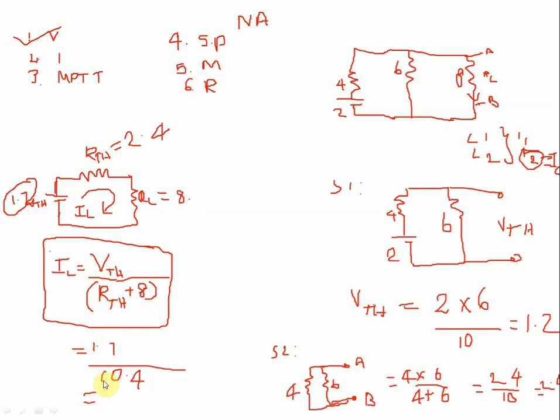Then substitute the answers. What is the numerator? Is it 1.7 or 1.2? 1.2. Okay, not 1.7, it is 1.2. So 1.2 divided by 10.4. What is the answer?